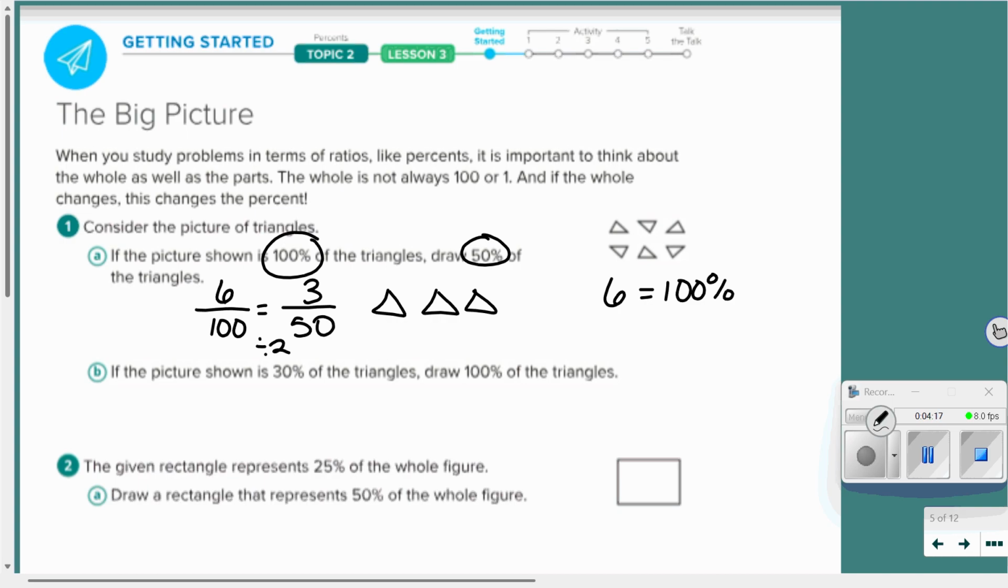Got it? So I want you to finish number 1 and work on number 2, and then we will come back and discuss. If you finish before I call time, and so does your neighbor, you can compare answers. Go for it.